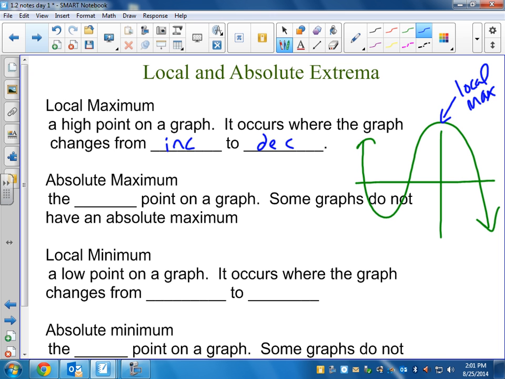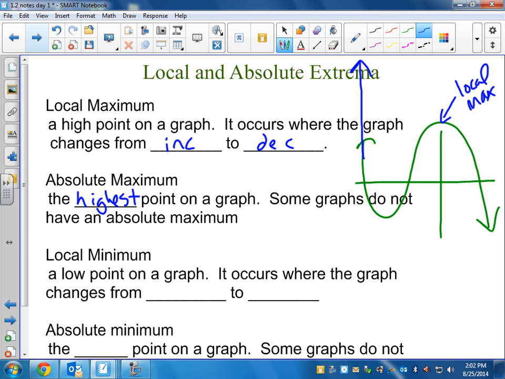Local meaning in that local area, it's the highest point in that section of the graph, as opposed to the absolute maximum. The absolute maximum is the highest point on a graph. And some graphs do not have an absolute maximum. This picture I drew, does it have an absolute maximum? No. What about this side? Is it ever going to stop growing? Because this is going up forever, it's never going to reach a maximum point. It's always going to keep getting bigger.